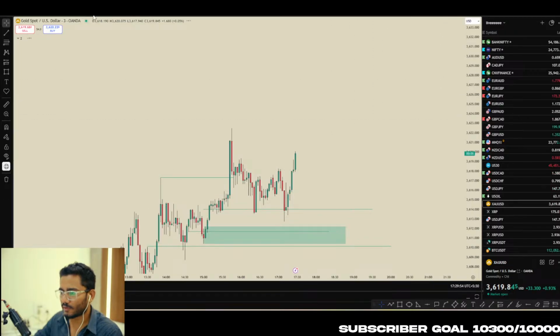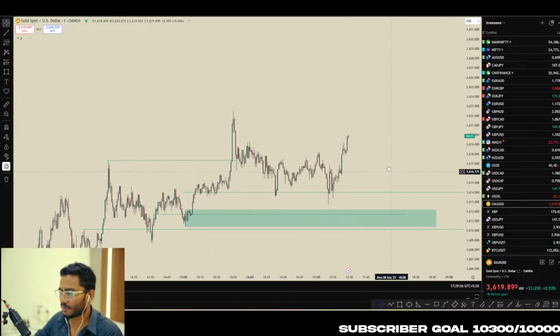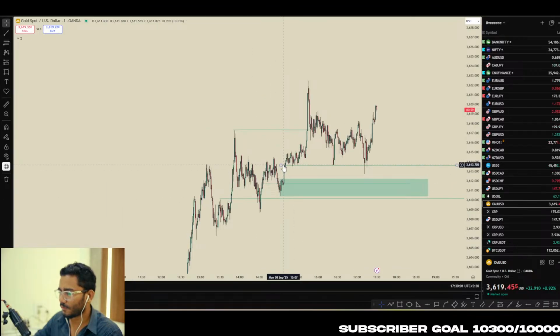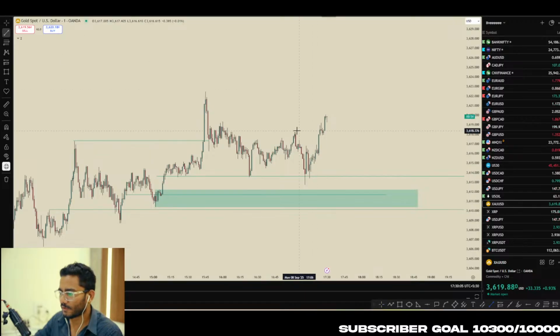So if you look at 1 minute here, we have this order block. Price took out the liquidity and then it swept the liquidity and then gave this breakout structure. So we have this area where we can look for buy side.